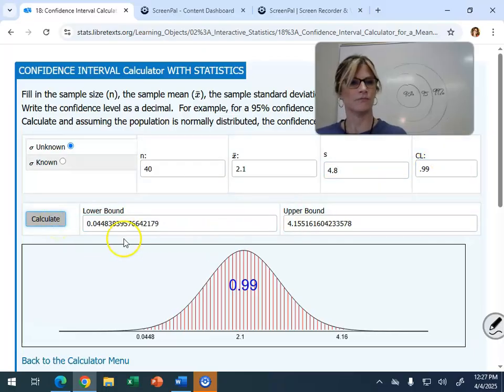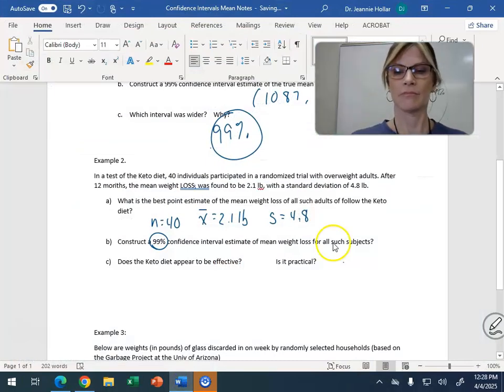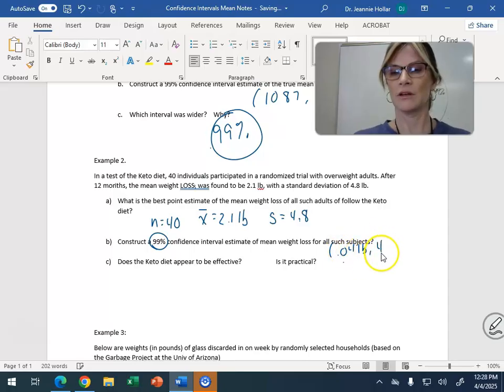99% confidence interval. Okay, lower bound is 0.04 and upper bound is roughly 4.2. 0.04 to 4.2. Okay, let's think about that. Just wrap your head around it. 0.04 to 4.2. 0 would be losing no weight at all. 0.04 pounds to 4.2 pounds.